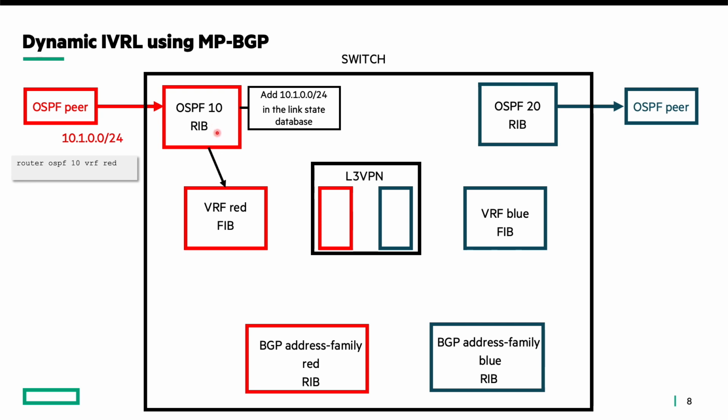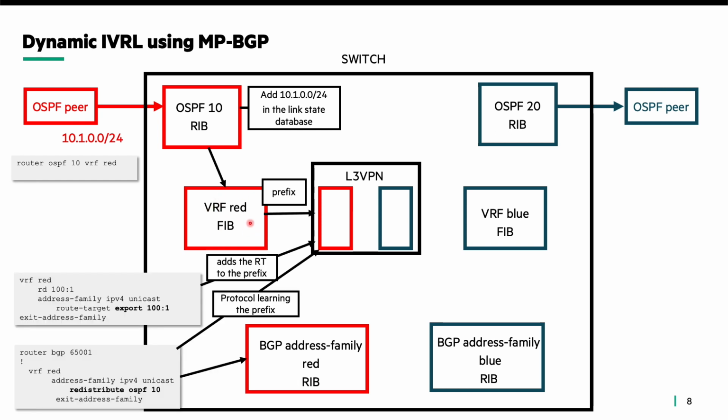Since this route is only known by this protocol, it will be installed in the VRF white forwarding information base. Now, what we need to do in the VRF white is configure the route distinguisher, and in the address family, we will also configure a route target. We'll see the concepts of RD and RT just after. This command will add the route target to the prefix in a table, the layer 3 L3 VPN table.